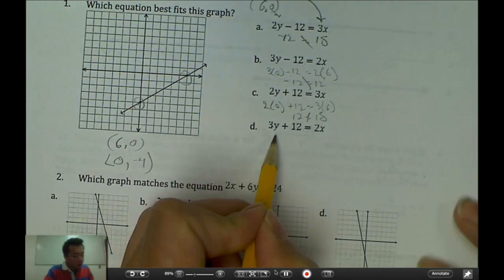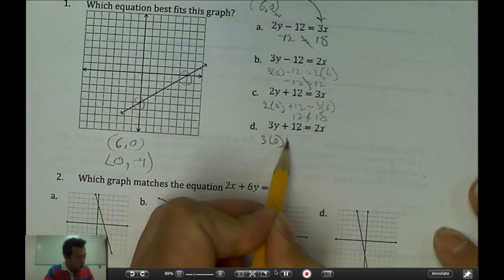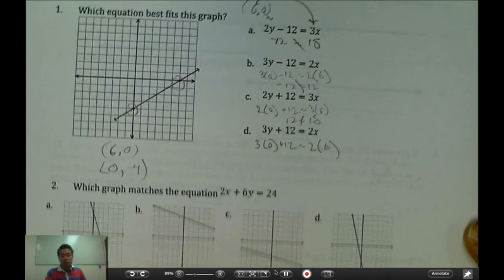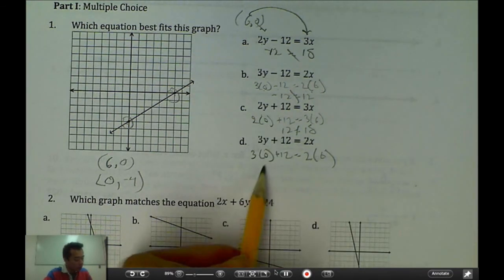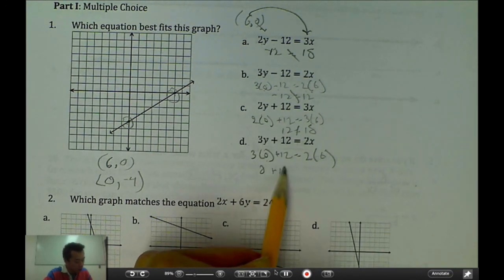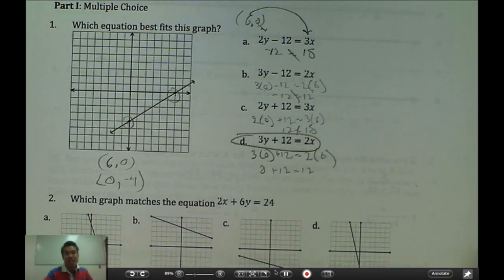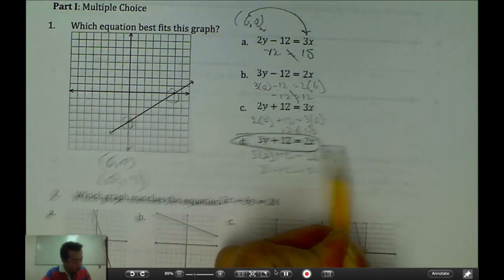Last one. I put in 3 times 0 plus 12 is equal to 2 times 6. Now, there was some confusion in class, and I saw that you guys wanted to test both the x-intercept and the y-intercept all at once. No, just take 1 point and test your function out. So here we have 3 times 0 is 0 plus 12 is equal to 12. There it is. And if you want to be doubly safe, you might as well check out the second one. This is when x is 0, so I'm just going to test this over here.